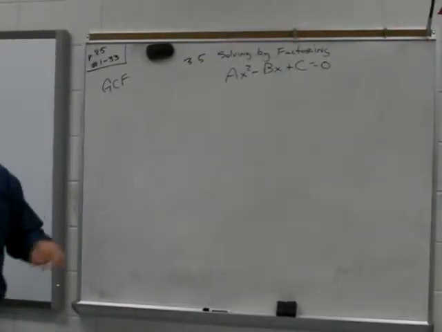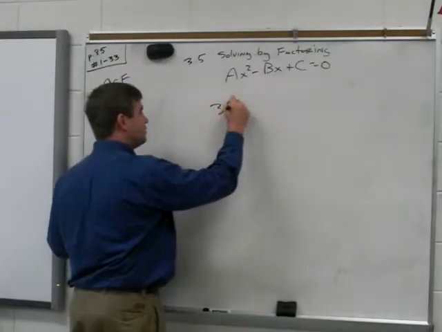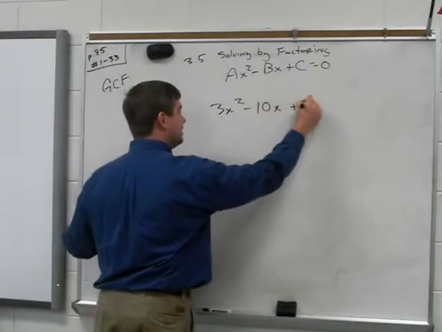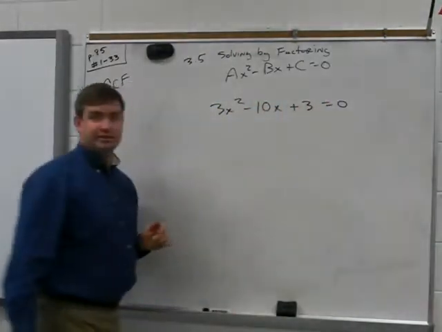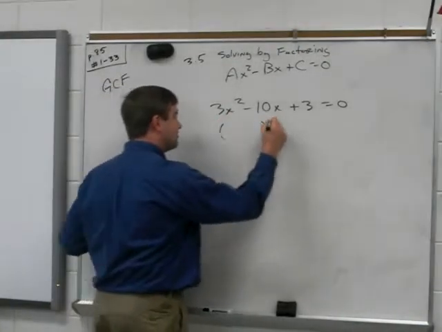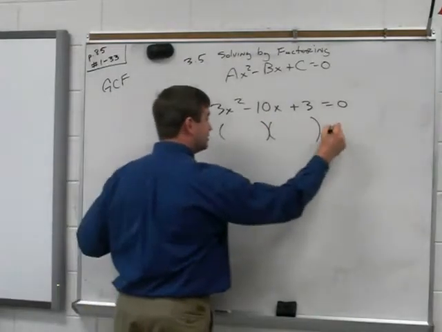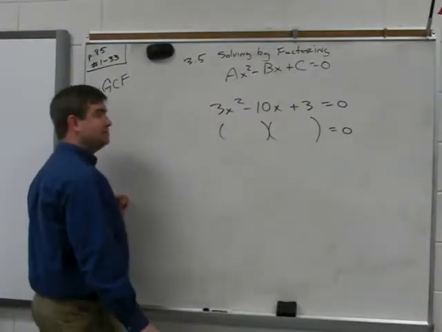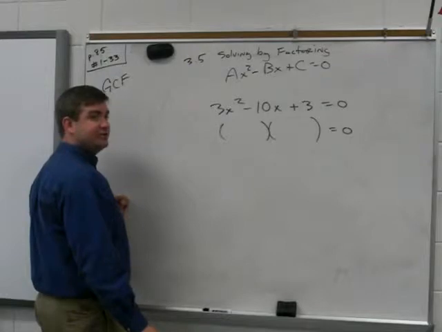All right, let's try this. 3x squared minus 10x plus 3 is equal to 0. You see equal to 0, what are you thinking? Solve, right? x equals a number. That better be your answer. What's your first step of factoring? GCF. Is there a GCF in this problem? No. 3, 10, and 3, there's no GCF.